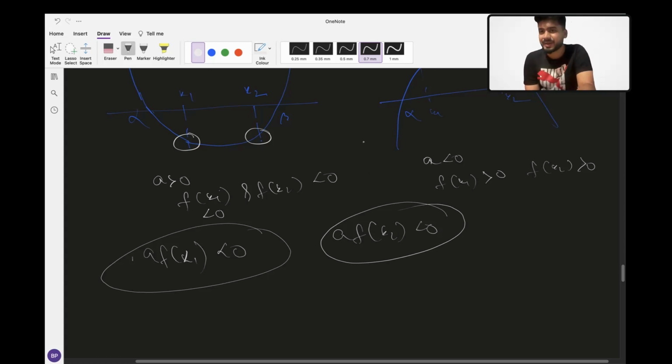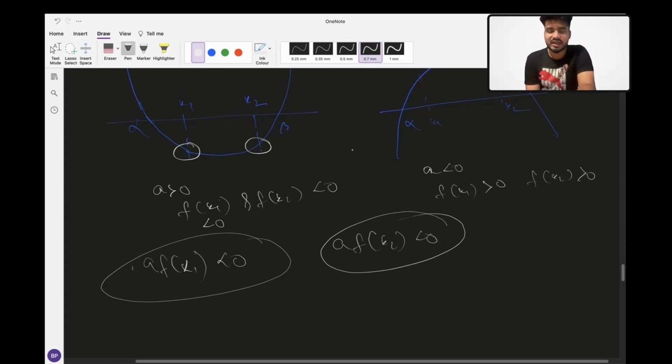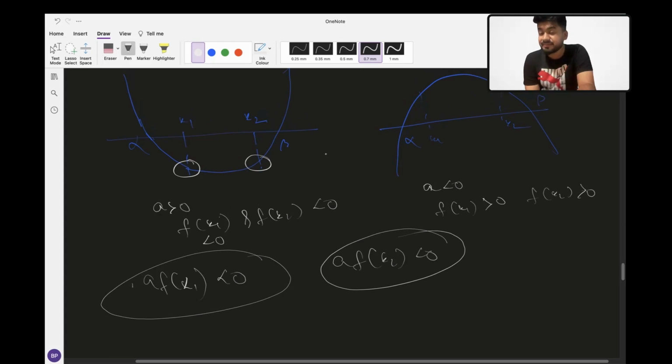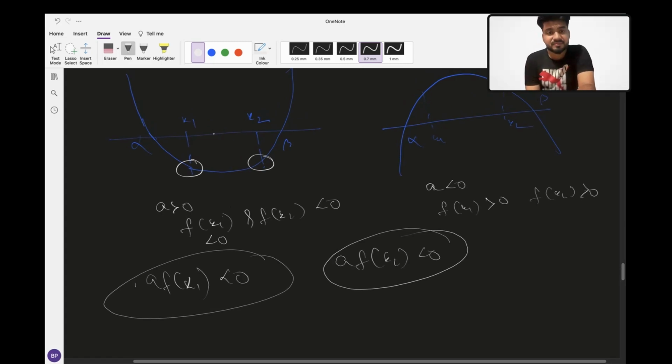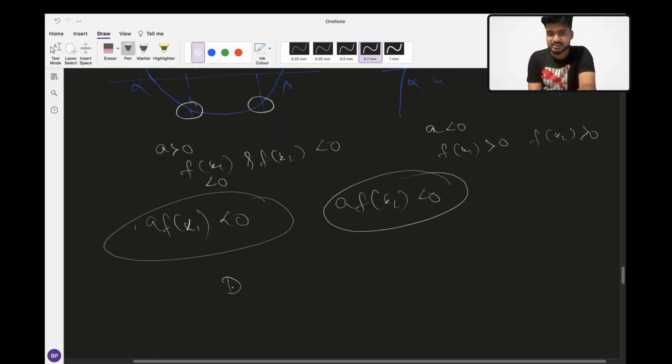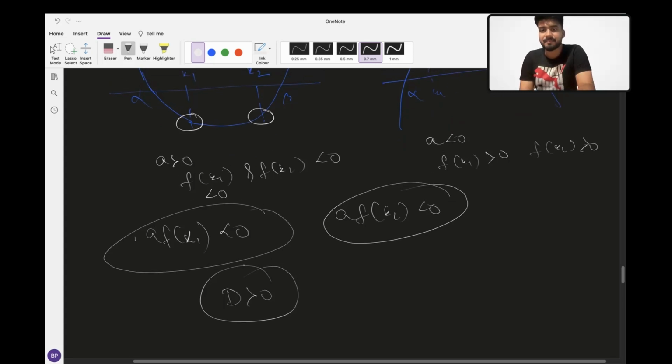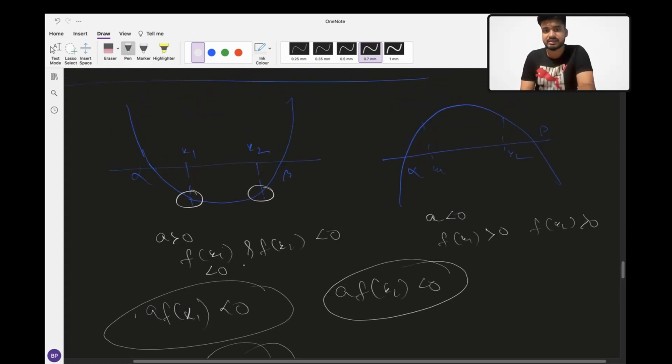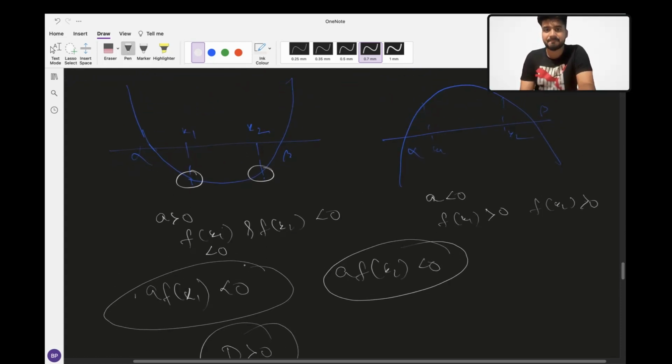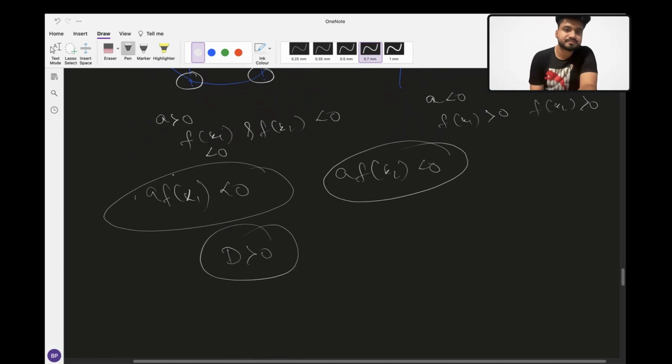We need not separate in this case. Yes. And can you talk about D? D will obviously be greater than 0. Clear? Clear or not? Tell me. Yes, that's clear. Okay. These all the cases are clear.